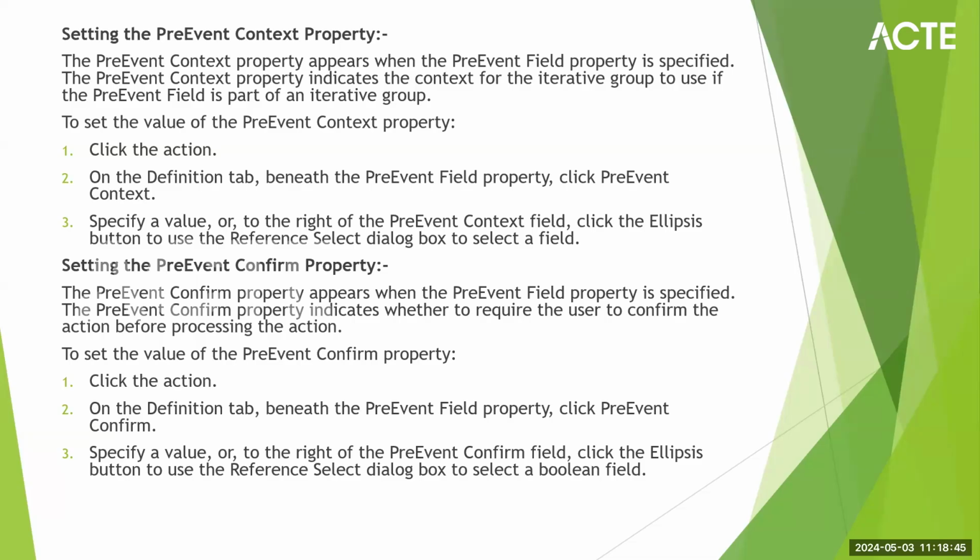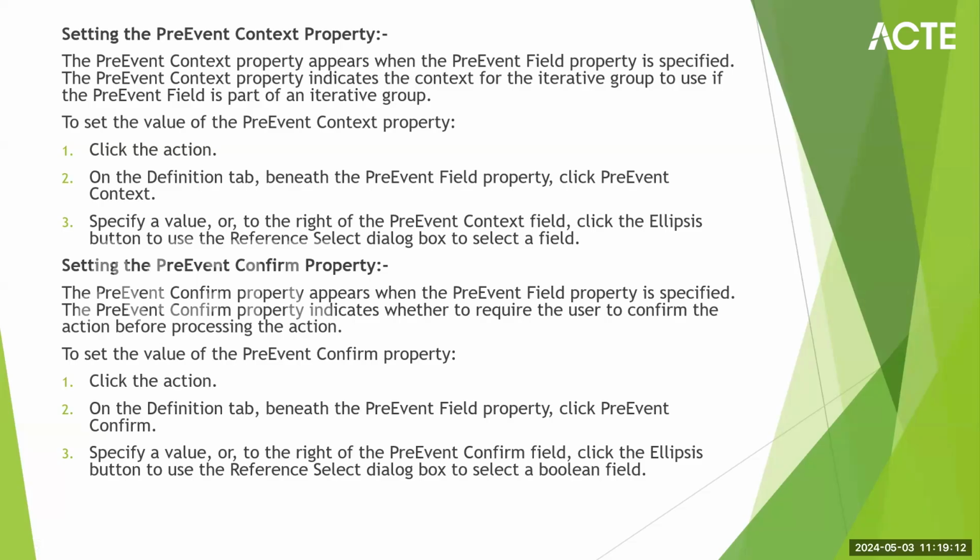Okay, how do you do it? On the action, on the definition tab, beneath the pre-event field property, click on the pre-event context. Specify a value, or if the existing field is already there with that value, you can just map it.